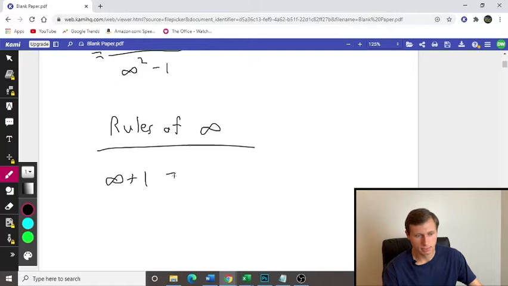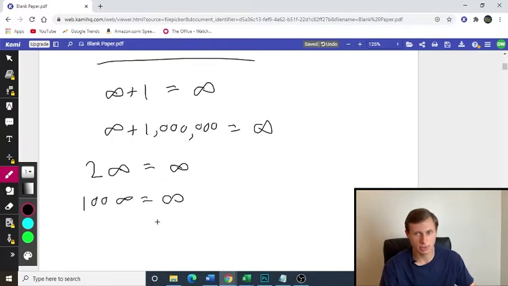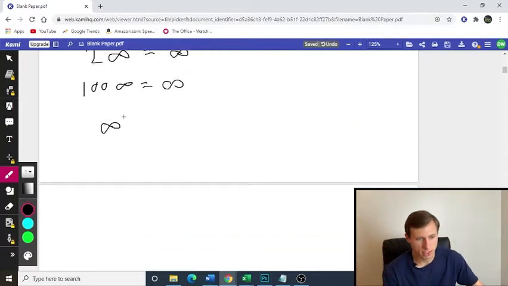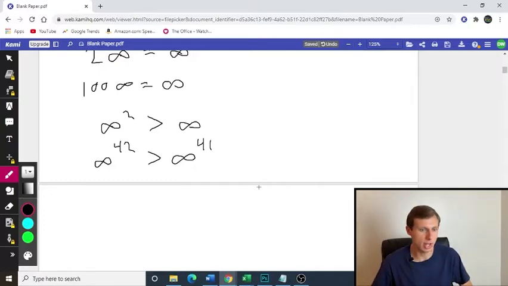Here are some rules of infinity. Infinity plus 1 is still equal to infinity. Infinity plus 1 million is still just infinity. So you can add any number to infinity, it's still going to be infinity. You can also have 2 times infinity, and that's still infinity. 100 times infinity is equal to infinity. You get the picture here. The only time you can really make infinity bigger is with infinity squared, which is greater than regular infinity. Similarly, infinity to the 42nd power is greater than infinity to the 41st power. It all depends on how many infinities you have. The bigger infinity you have, the bigger number you're going to have.